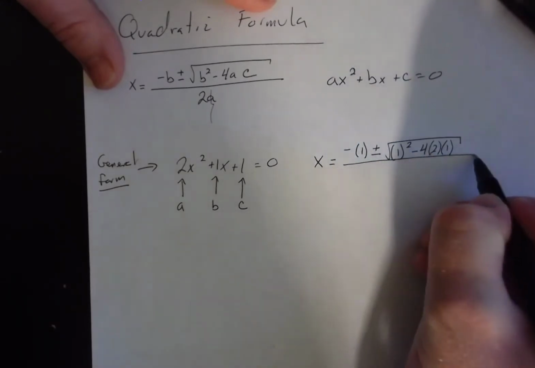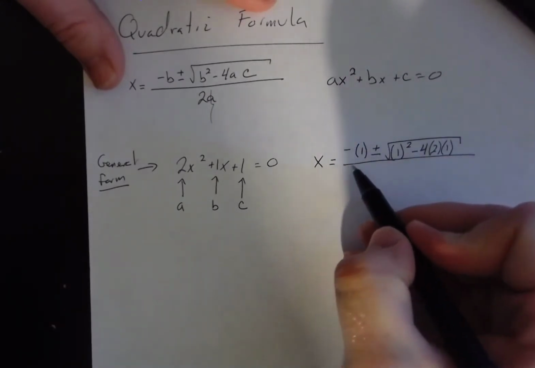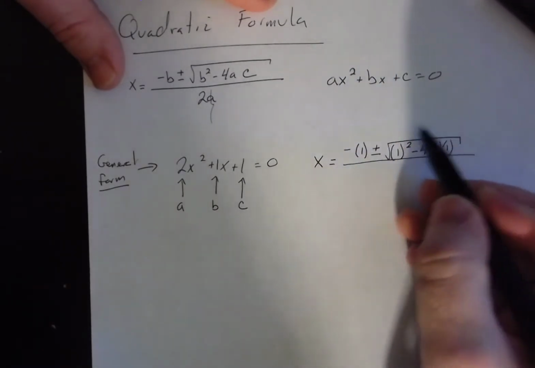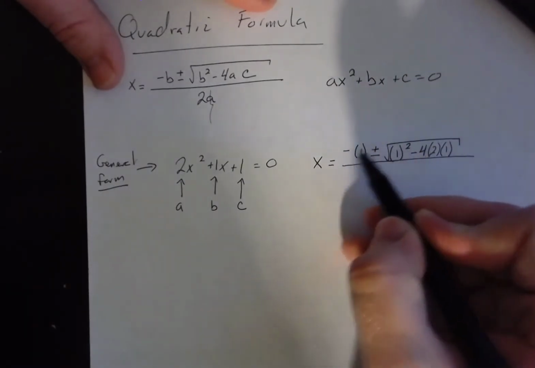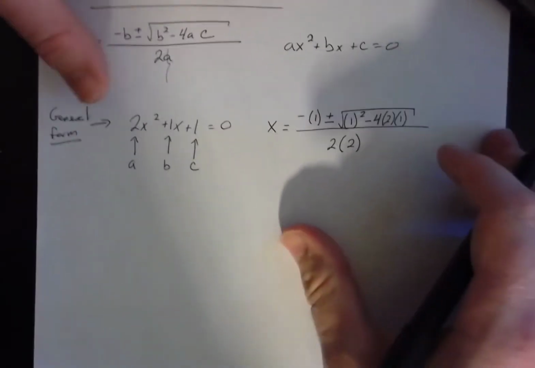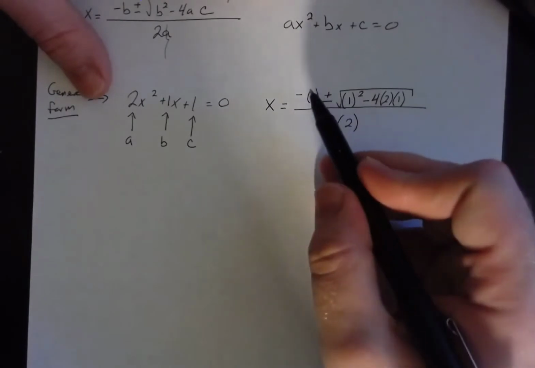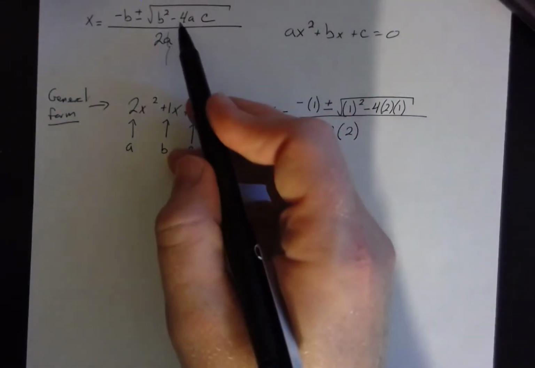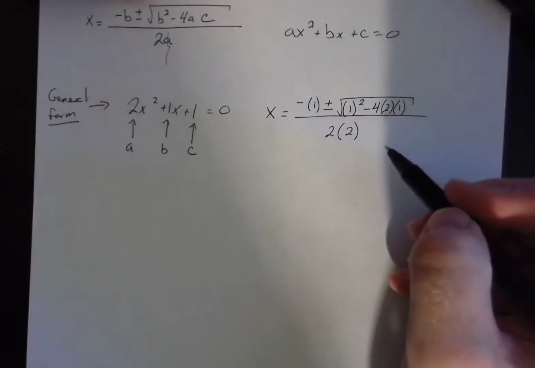Now, it's extremely important that in your work you make sure that this fraction bar encompasses not only this term here, but this entire radical as well. Again, it must encompass all of this. This is all divided by 2 times my a value, which is 2. This is now the setup of the problem after we've got everything plugged in. And again, notice the only things that don't have parentheses around them are the numbers that were already in the formula to begin with.